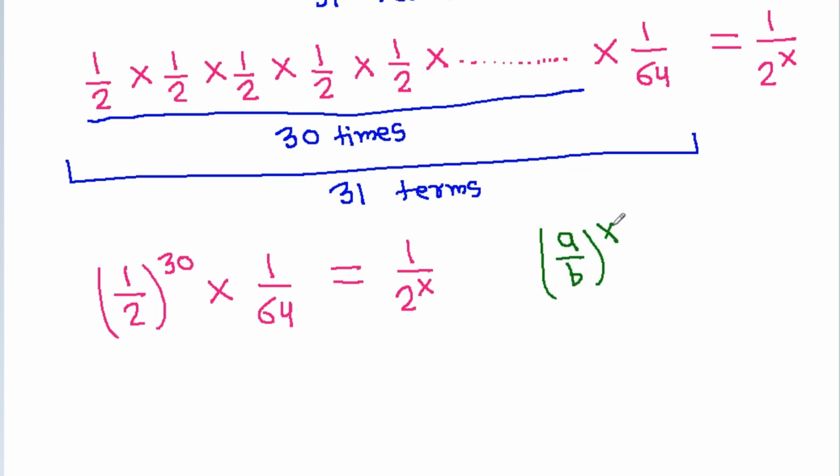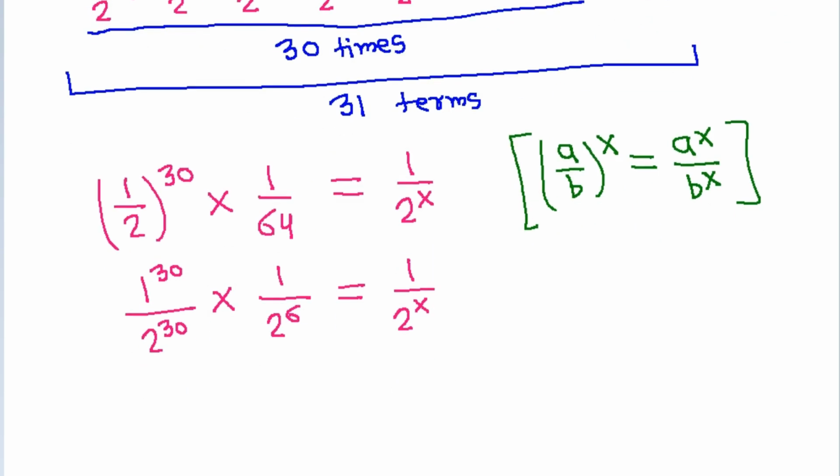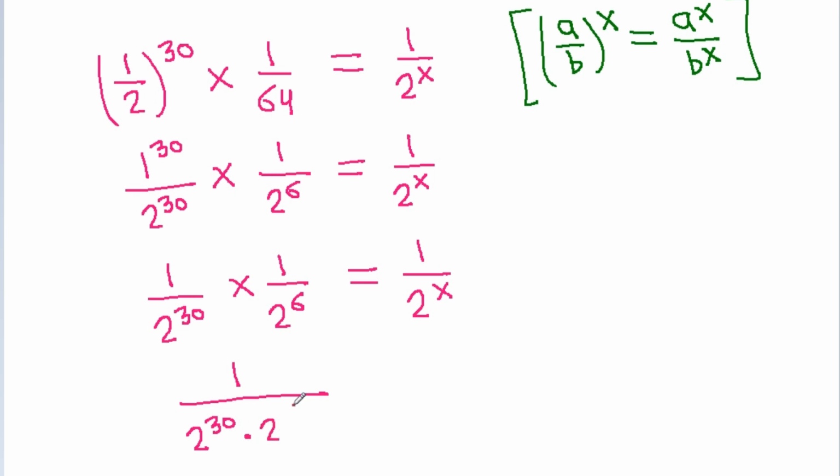And (a/b)^x is equal to a^x / b^x. So it is 1^30 / 2^30 times 1/64, and 64 is 2^6, that is equal to (1/2)^x. And 1^30 is 1, so 1/2^30 times 1/2^6 is equal to (1/2)^x. And 1 times 1 is 1, so 1/(2^30 times 2^6) is equal to (1/2)^x.